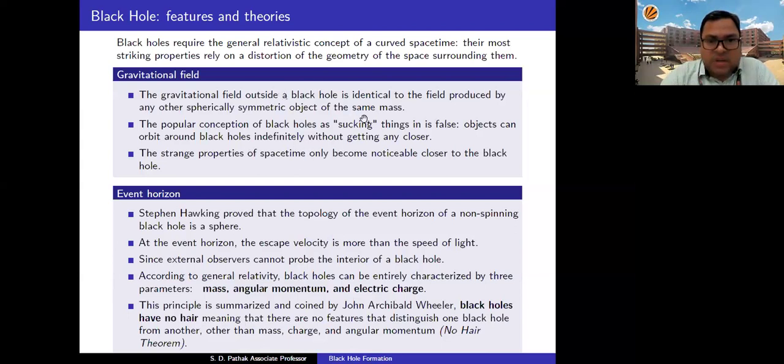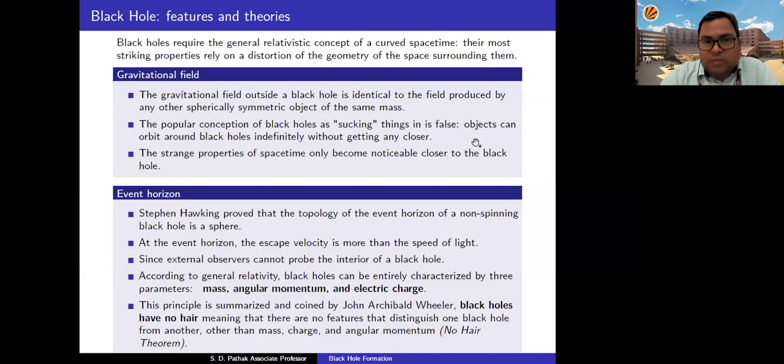So near the astrophysical black hole, the gravitational field will be very high, and due to the strong gravitational field, the curvature will be very high near the surface. There is a misconception that the black hole just eats everything, just sucking everything in. This is a completely wrong perception about the black hole, right?